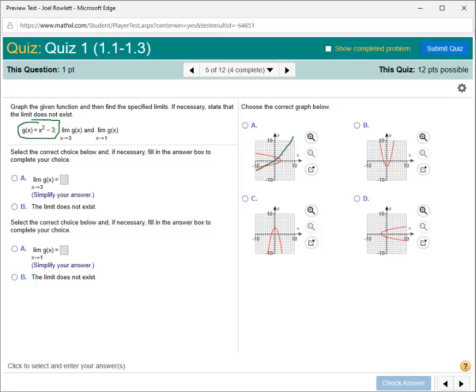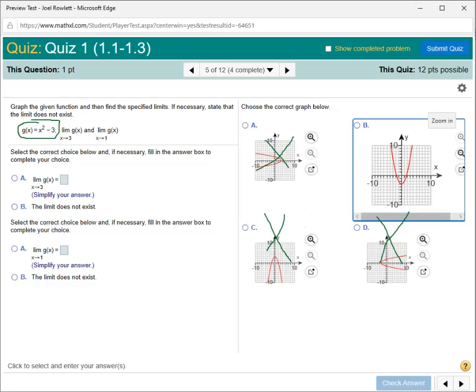Well, this is not even a function because it fails the vertical line test. This is not a function because it fails the vertical line test. And here we have the intercept at 0, +3, so that's out. That leaves me with B, because B appears to be the correct graph.